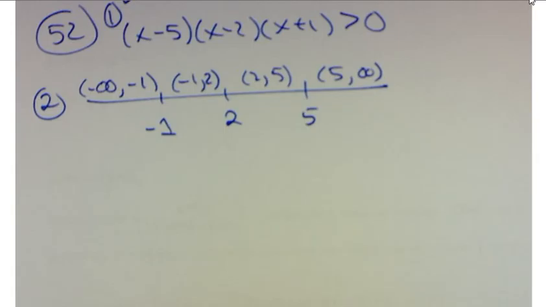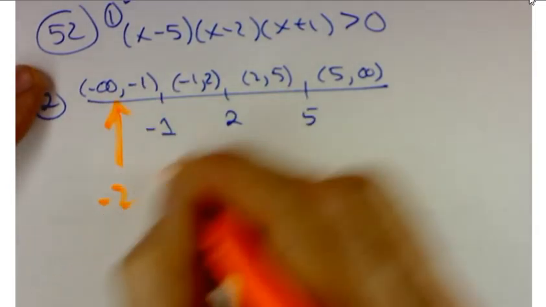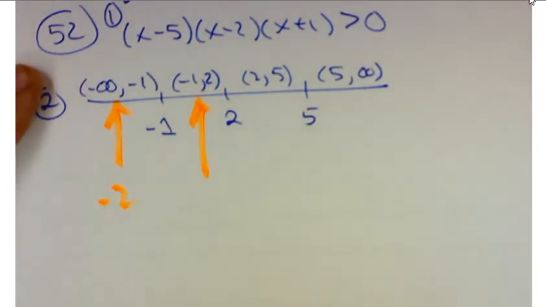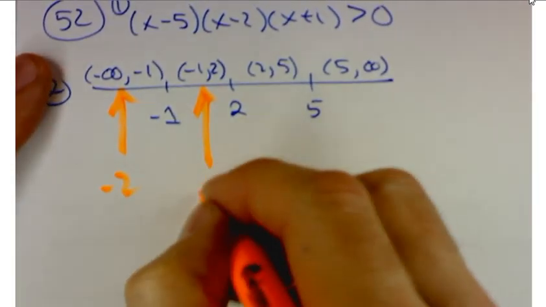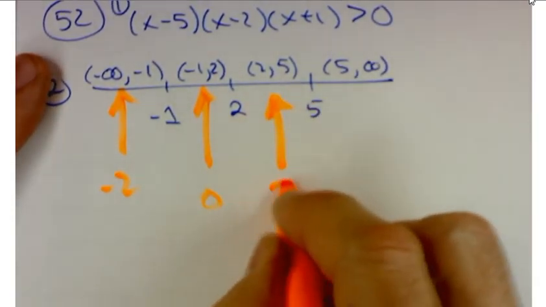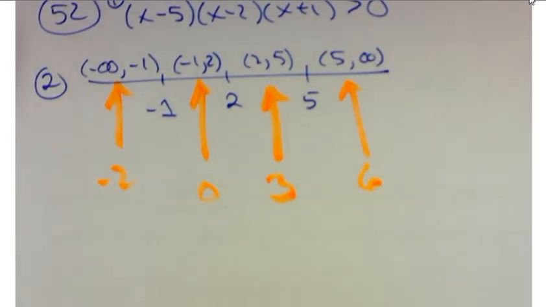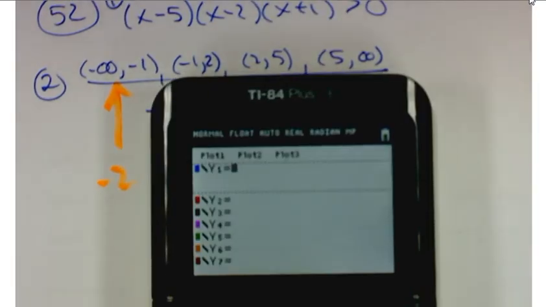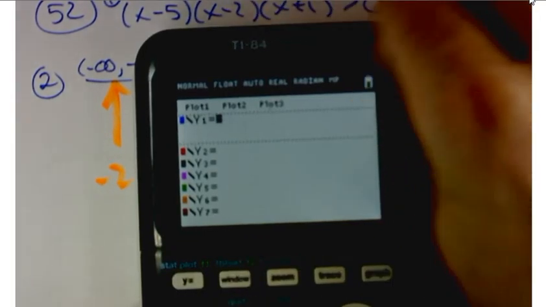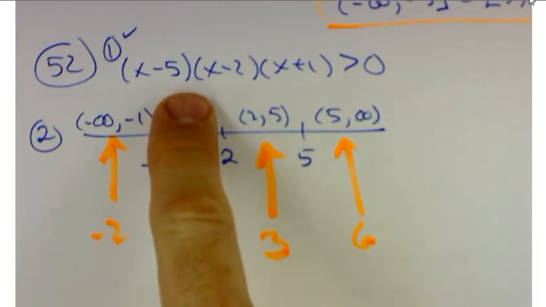All right, so negative 2. What else? 0, good. Maybe a 3 and a 6. Now before I test these, what do I have to do? If I'm going to test these in my calculator, before I test them, I got to put in that function. I got to put in this thing right here. You don't have to multiply it out. You just write it as is.